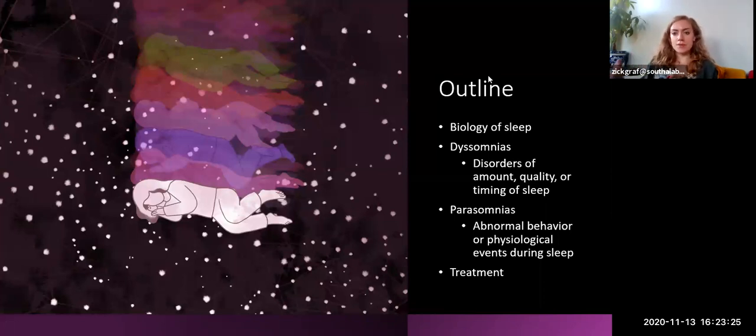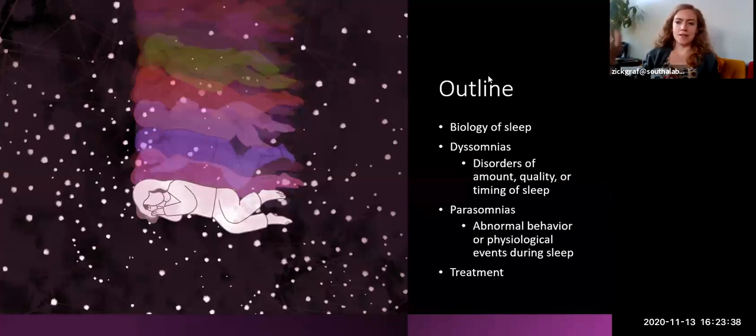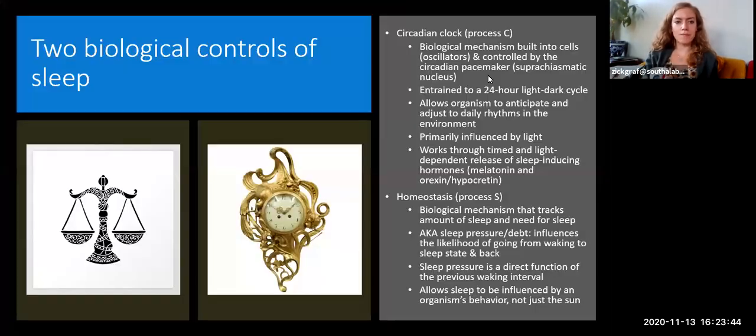So in the DSM, sleep disorders are broken down into two categories. Dysomnia refers to any disorder that affects the amount or quality of sleep or the timing of sleep. And parasomnia refers to abnormal behavior during sleep. I'm actually going to be talking about treatment within each disorder or category as we go.